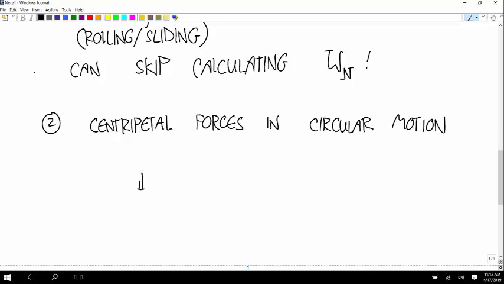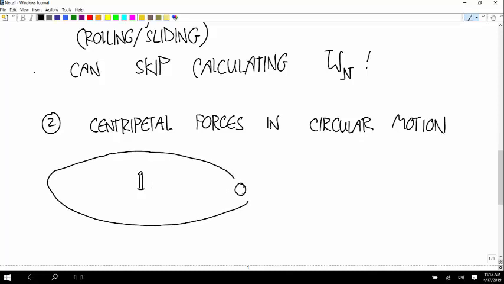So think about a case like this where you have an object moving around a circular path. Think of a pinball connected to this post by a cable, and it's going around this circular path like this. The force applied by this cable is a tension T.